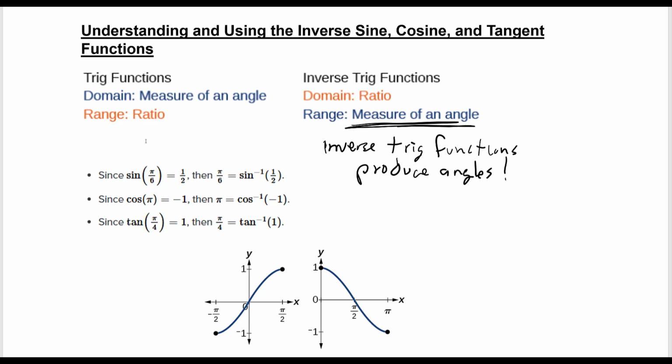So, for example, if we said sine of pi over 6 is 1/2, we all know that, we memorized that, right? Then sine inverse of 1/2 would give us pi over 6. And cosine of pi is -1. That means cosine inverse of -1 is that angle pi. And tangent of pi over 4 is 1. That means tangent inverse of 1 is pi over 4.